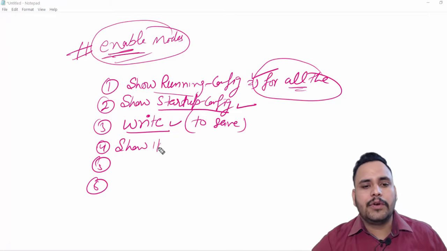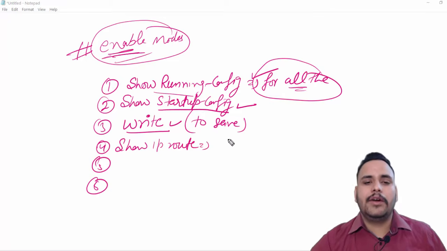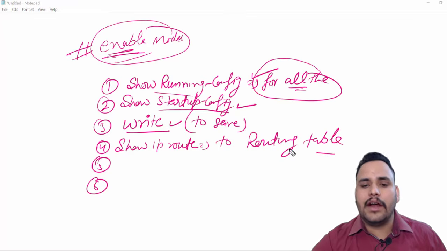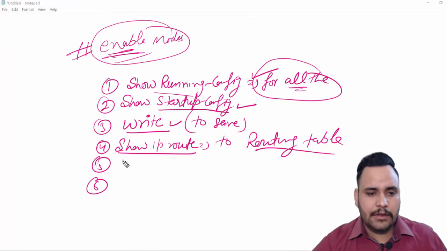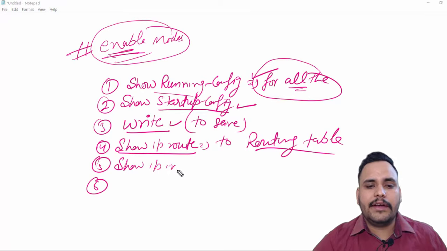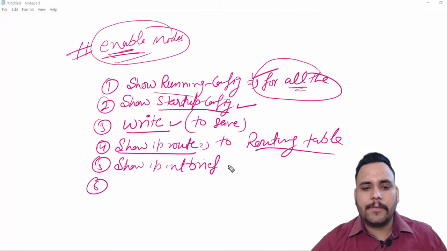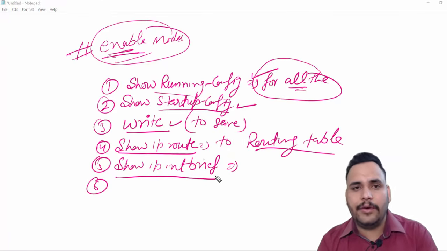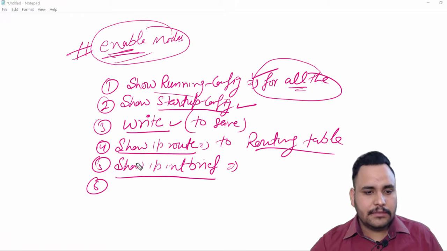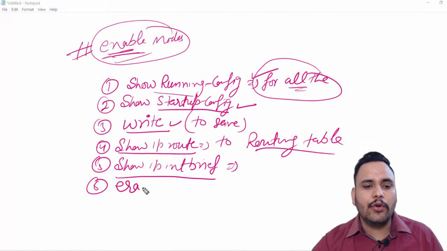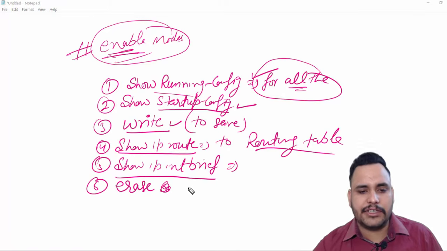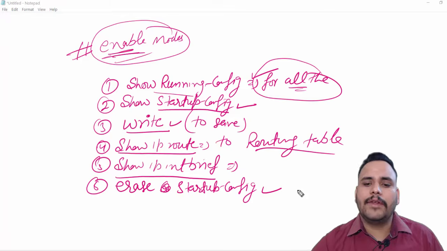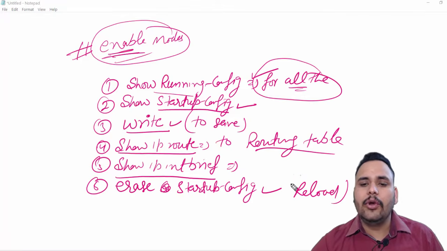Show ip route is for seeing the routing table, which we will use after we configure routing. Show ip interface brief is used to see interface information, like which interface is assigned which IP address. And if you want to delete all the configuration, there is erase startup-config, and after that you have to use the command reload.